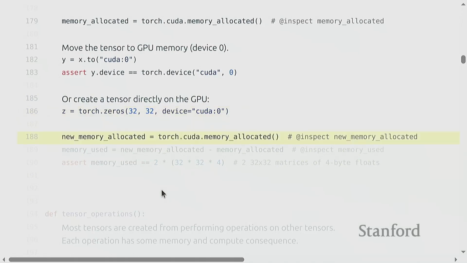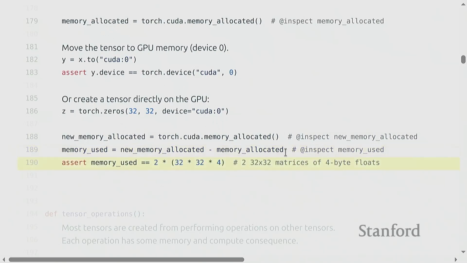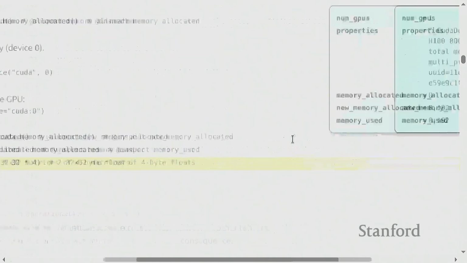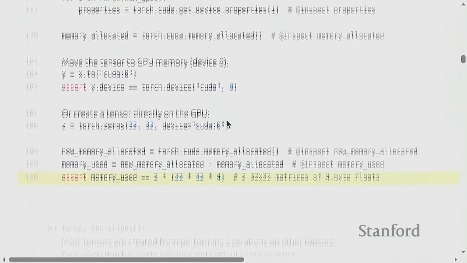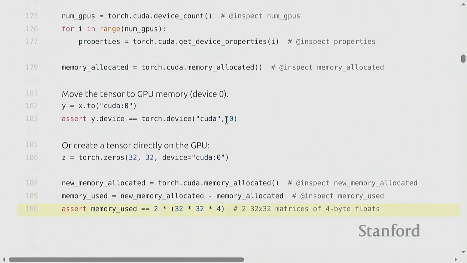And if everything goes well, I'm looking at the memory allocated before and after. The difference should be exactly 2 32 by 32 matrices of 4-byte floats. Okay, so it's 8192. Okay, so this is just a sanity check that the code is doing what is advertised.